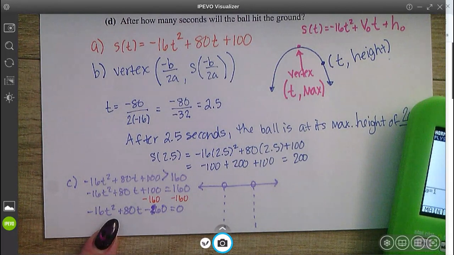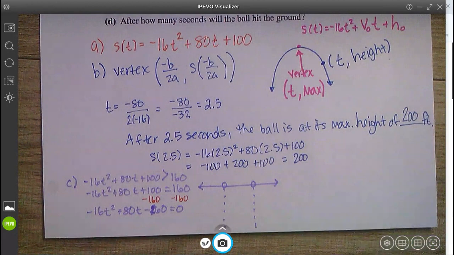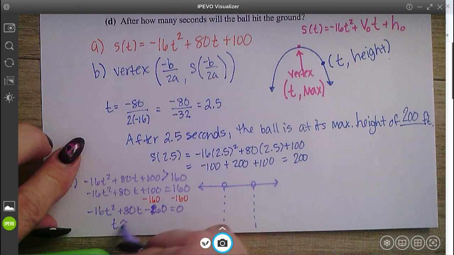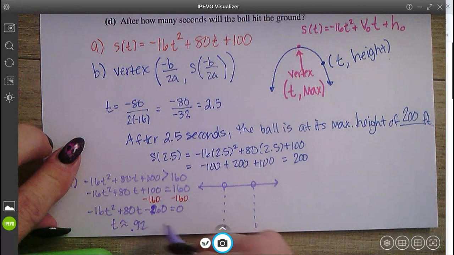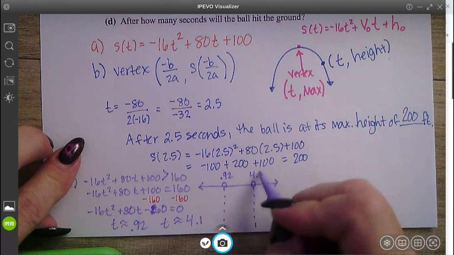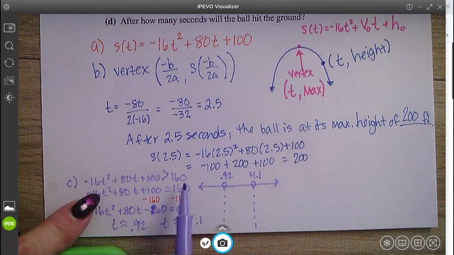Okay, I got this. Negative 16, 80. Probably could have just done it just as fast by solving it, but I also don't want to make a mistake. Oh, and they're not nice numbers. So it's about 0.92 and about 4.1. So I would test values in here to see which ones come out true.